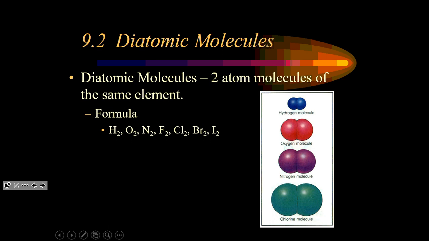So it's going to have a subscript of 2. Now, these are the 7. Hydrogen, oxygen, nitrogen, fluorine, chlorine, bromine, and iodine are the 7 diatomic elemental substances. So how do you remember them? Because when you look at the periodic table, there's no indication on the periodic table to help you know these are the diatomic ones. Well, I've seen 3 different ways that can help you remember.